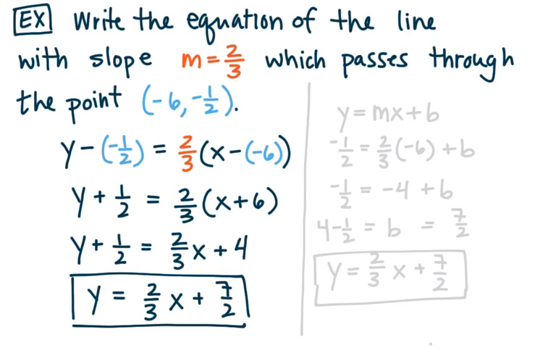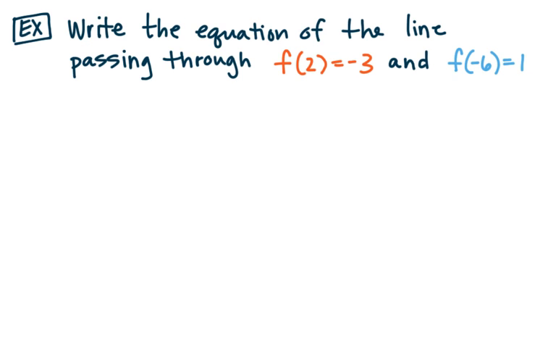Let's work through one more example. In this example, we're going to do a multi-step problem. We're still asked to write the equation of the line, but instead of being given a point and a slope, we are looking at writing the equation of the line which passes through 2 points, and the points are given in function notation. So we are asked to write the equation of a line.